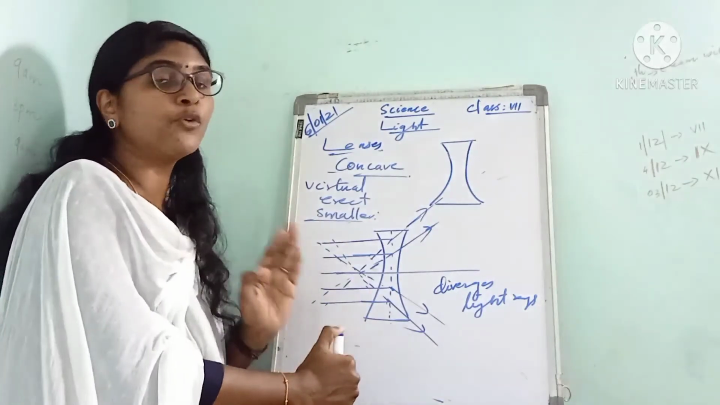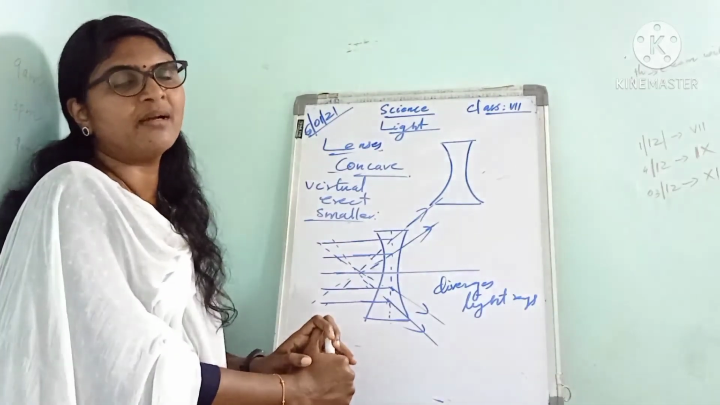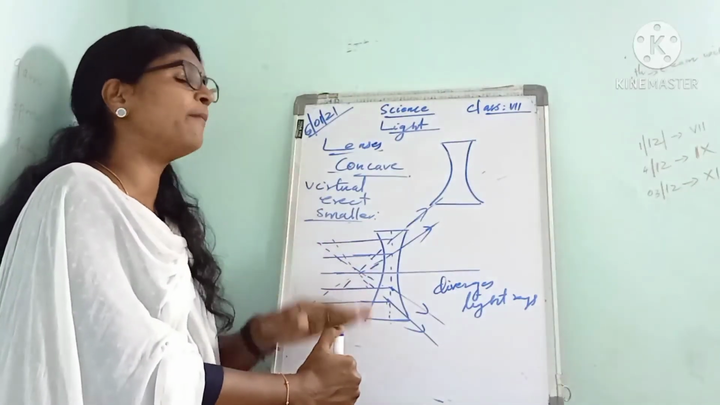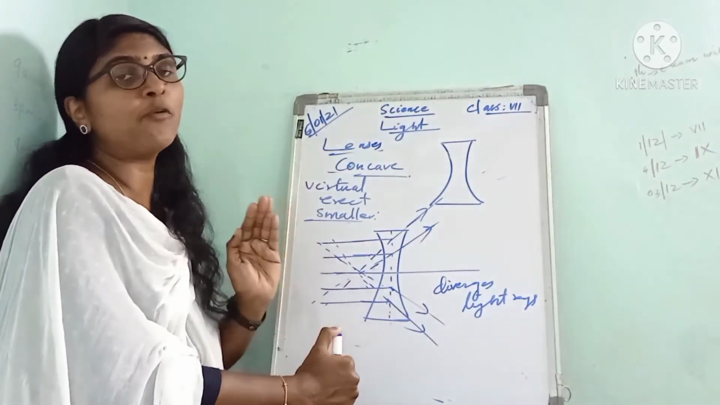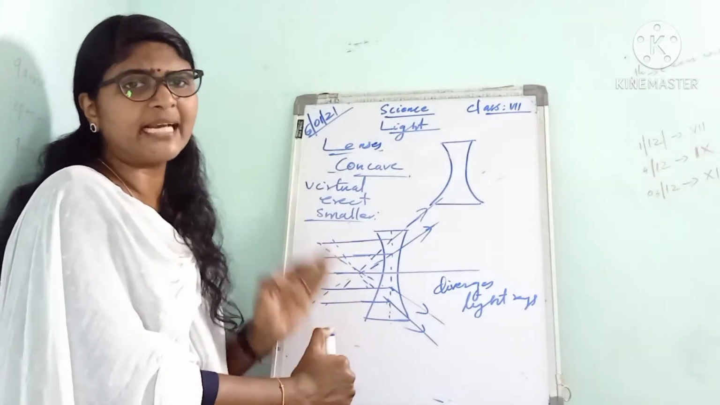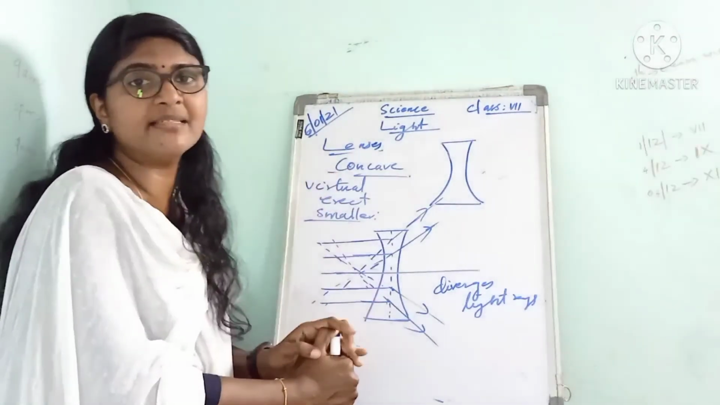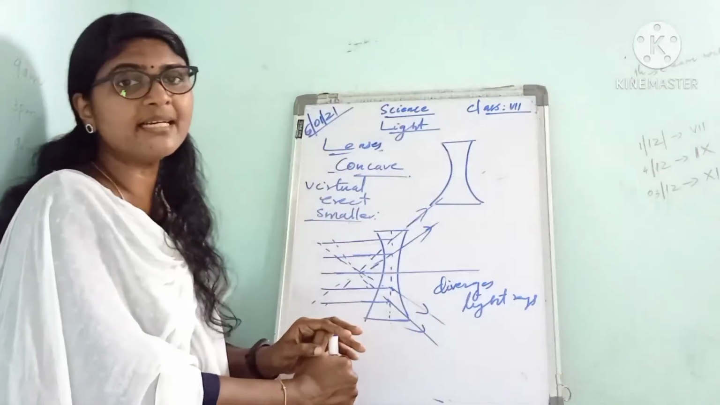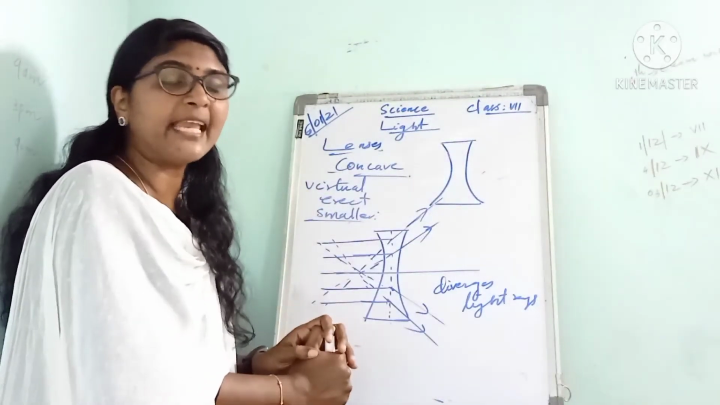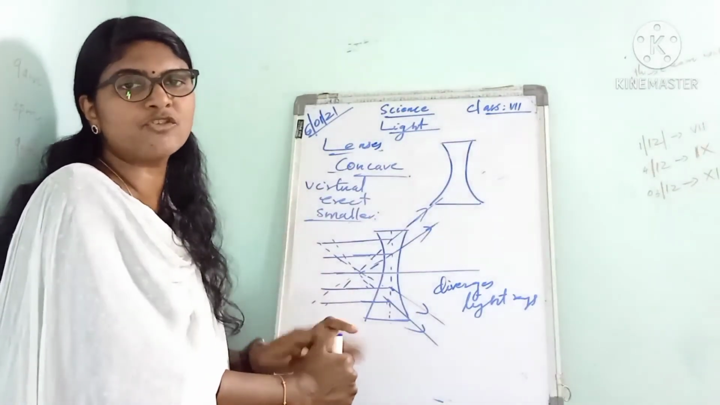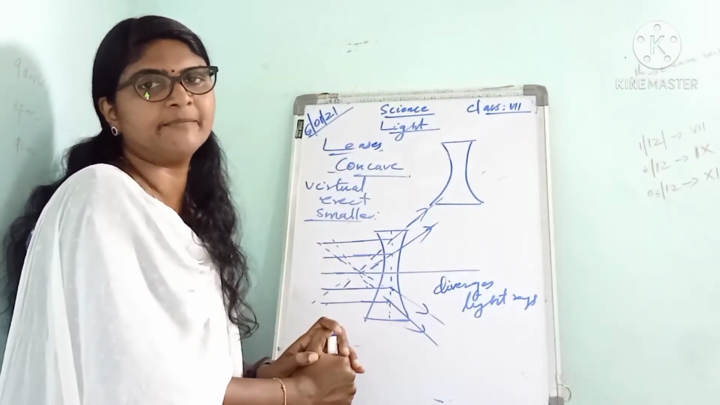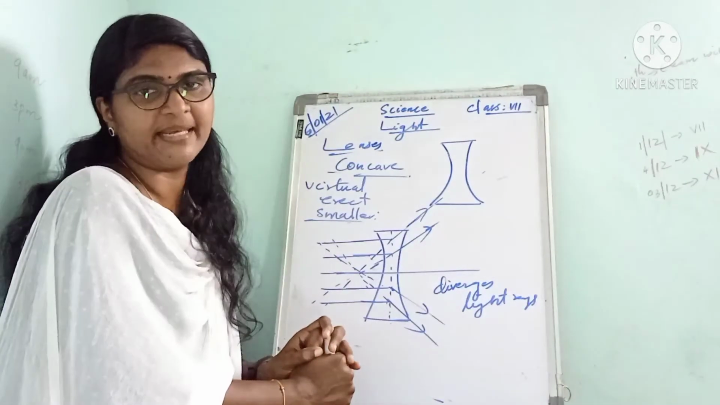A concave lens does not form real images. It always forms virtual images, which cannot be captured on a screen. Concave lenses are thinner at the center than at the edges, and both the surfaces are concave in shape. The image formed by a concave lens is virtual, erect and smaller than the object, and it does not form real images.